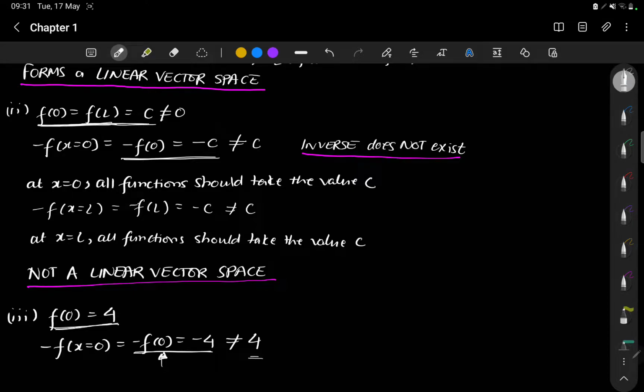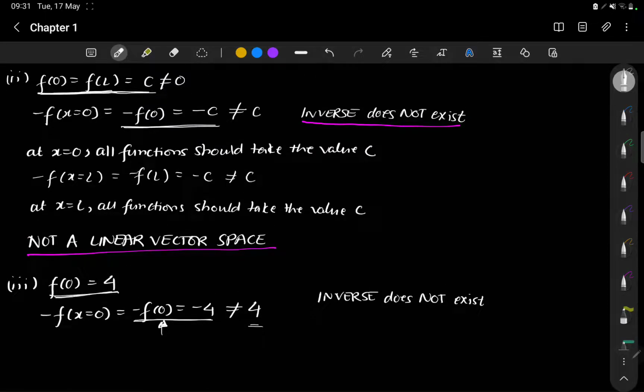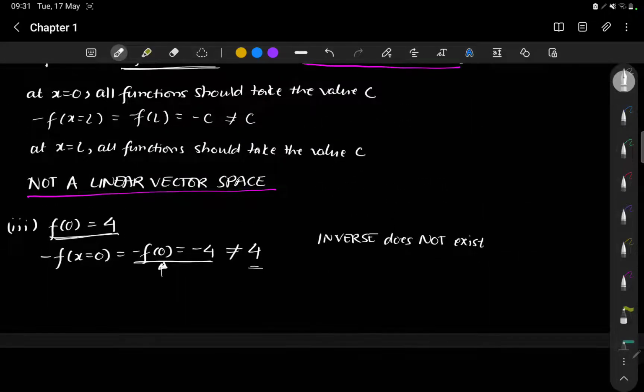So the inverse function does not exist in this set of functions obeying the rule f(0) equal to 4. So again we have that the inverse does not exist. Since the inverse does not exist, this class of functions is not a linear vector space.